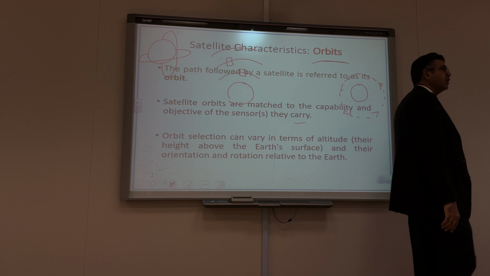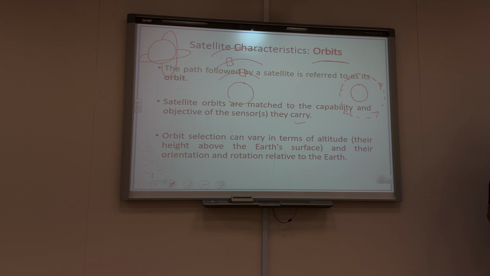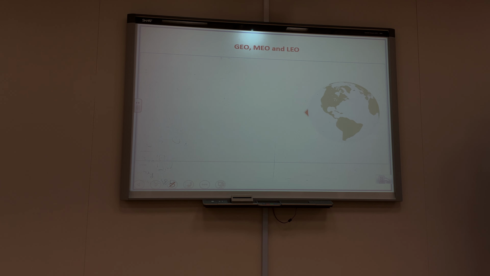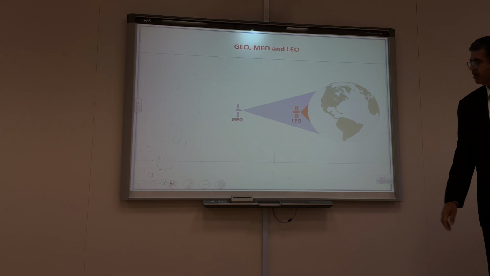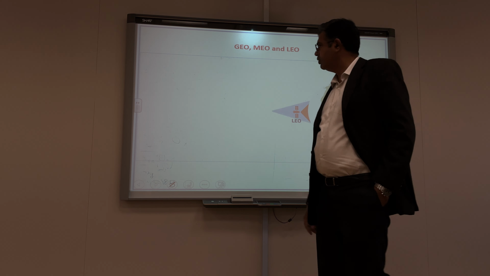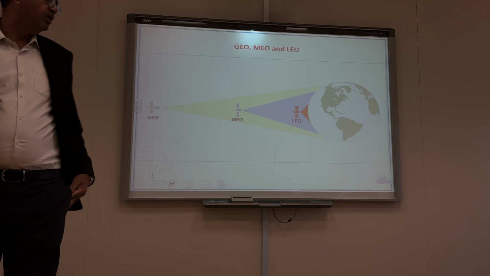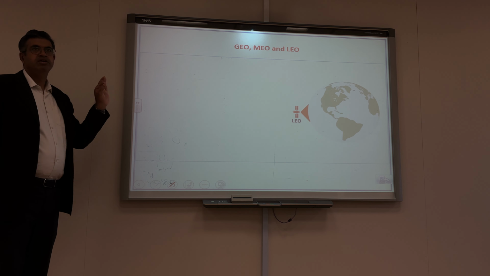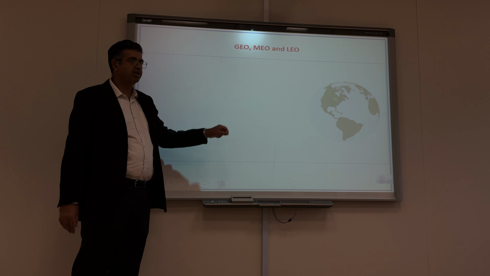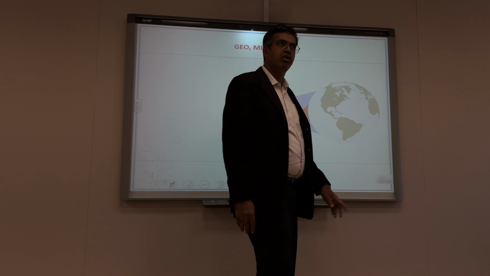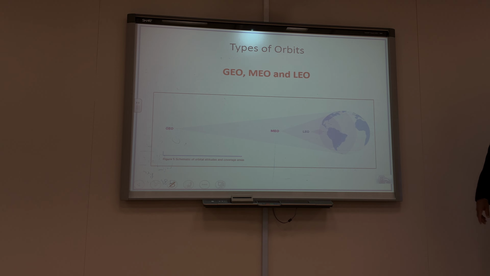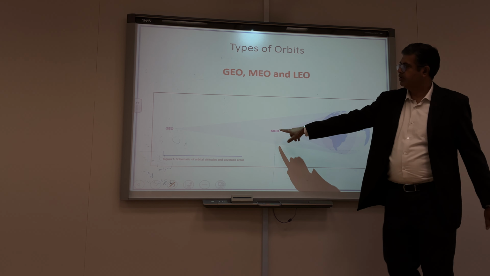Now, depending on the height above the surface, you can have three main types of satellite orbits: LEO, MEO, and GEO. What is LEO, what is MEO, and what is GEO? Starting with GEO, GEO means geostationary Earth orbit. MEO means middle Earth orbit, and LEO means low Earth orbit. So, as the name indicates, you have LEO, MEO, and GEO.